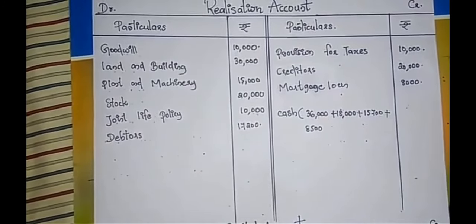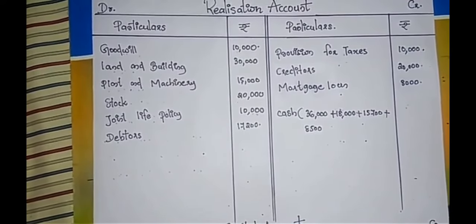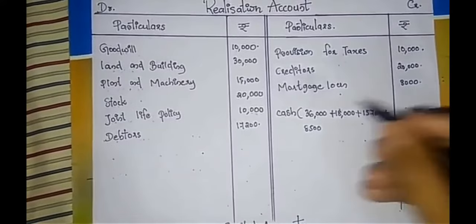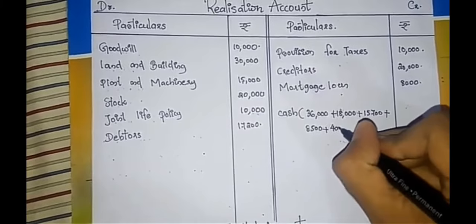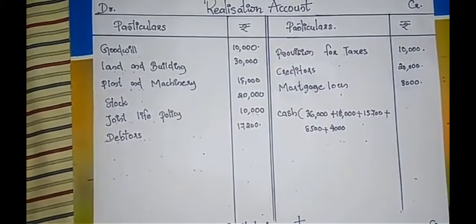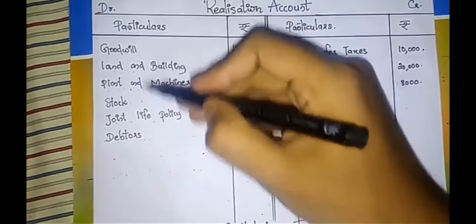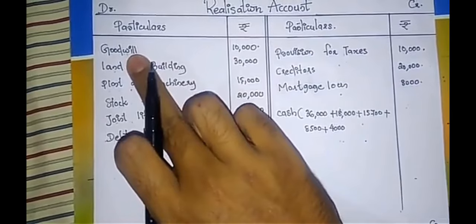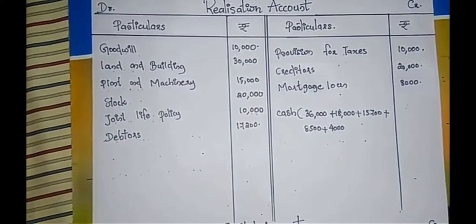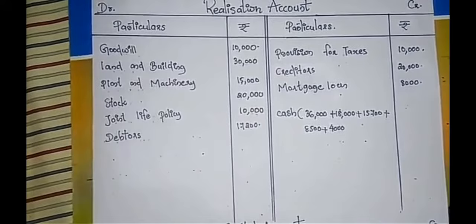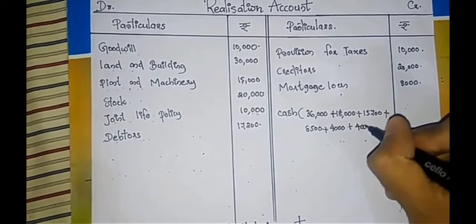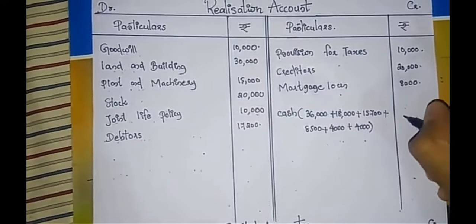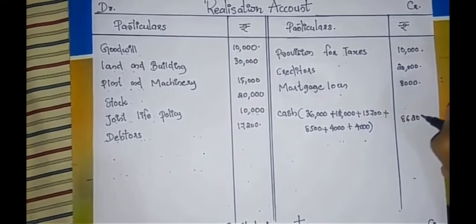Next in the adjustment it is saying that the firm had unrecorded investment which realized rupees 4,000. So we need to write that. So plus 4,000. And there is one more item left in the realization account, that is goodwill. We have to realize goodwill. In the adjustment it is saying that goodwill realized at rupees 4,000. So plus 4,000. So I am going to calculate the total. The total amount is cash rupees 86,200.